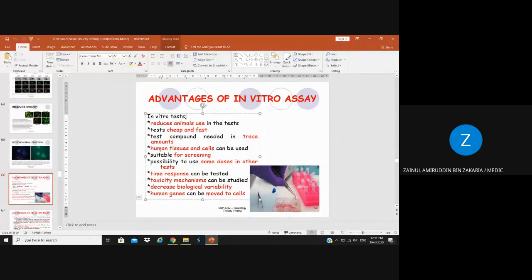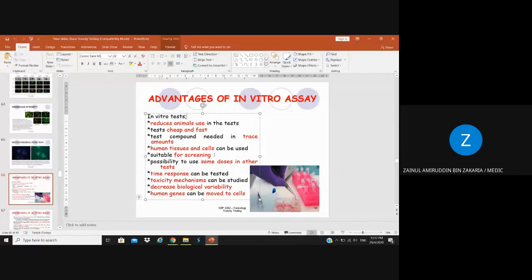Okay, so you can use human tissues and cells. The testing sample is human tissues and cells, and also animals. And as we mentioned earlier, it is suitable for screening. So you can screen because you have a 96 well plate. Depending, 96 is 12 times 8, right? So maybe you can put 8 samples in your plate and run the experiment.